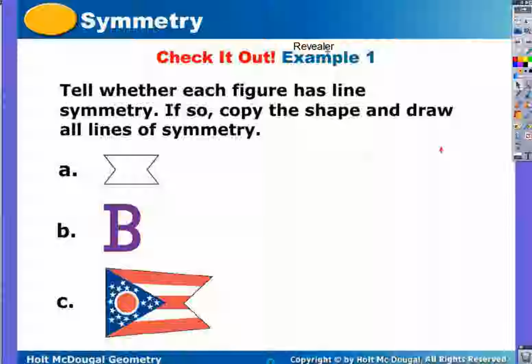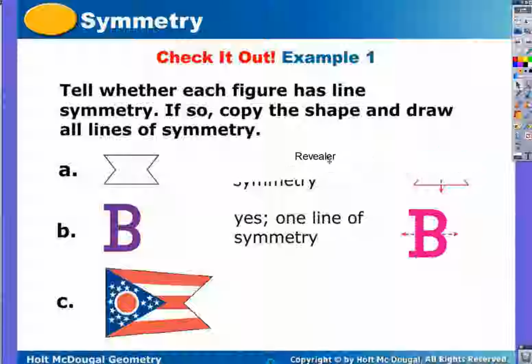All right, how about the B? How about the letter B? Yes. Yes and 1. Sure. What direction would that 1 be? Horizontal. Very good. Horizontal. Okay. How about that flag?